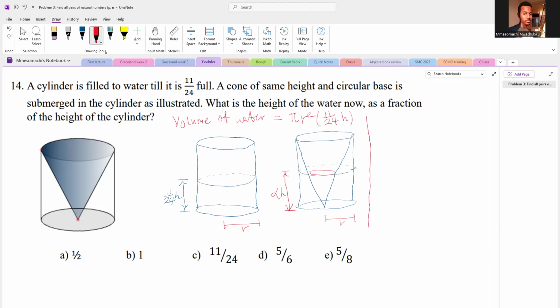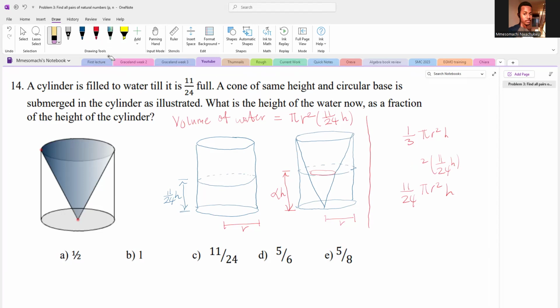Next, we consider the fact that no water is being added. But then it's possible that maybe when we were submerging the cone, some water spilled over. But is this possible? So let's look at it. The volume of the whole cone is 1/3 pi r squared h. And the volume of water initially is pi r squared 11/24 h, so this is 11/24 pi r squared h.